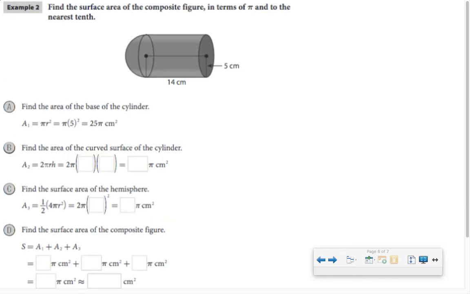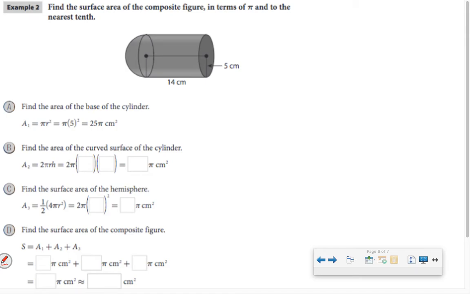In this composite figure, we're finding the surface area. Let's break it down. I need to find the area of the base, the lateral area of the cylinder, and then the surface area of a hemisphere. I'm given the radius of the cylinder, which is also the radius of my hemisphere, and the height of the cylinder, so I'm given everything I need. Let's plug the values in. In part A, they've already found the area of the base of the cylinder.